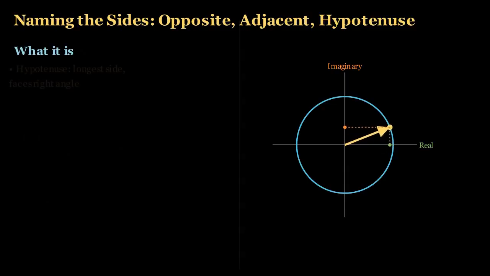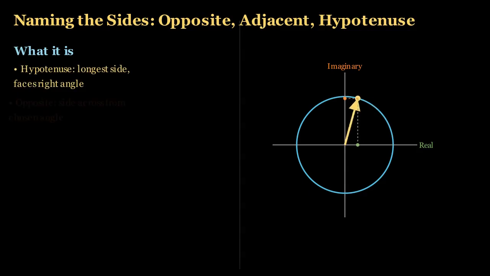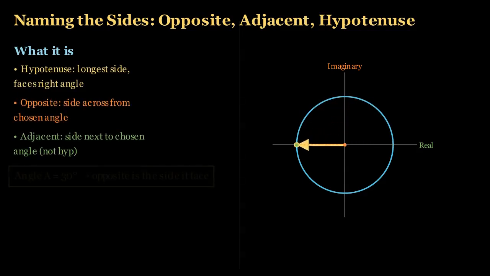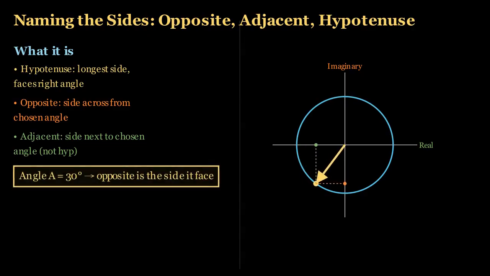In any right triangle, the hypotenuse is the longest side, always opposite the 90 degree corner. Pick one of the other angles. The side it looks at is the opposite. The side that helps form the angle, but isn't the hypotenuse, is the adjacent.